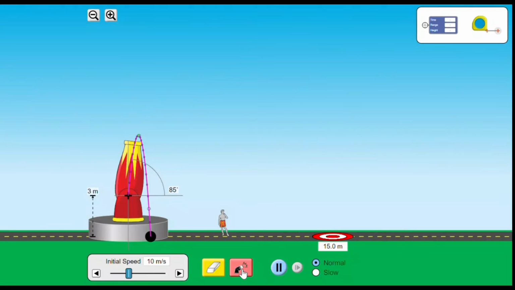Now let me go ahead and increase the speed to 15 meters per second and shoot it up once more, okay? You can see the trend. When I increase the initial speed, the maximum height reached by the ball increases. Now let me go up to 20 meters per second.